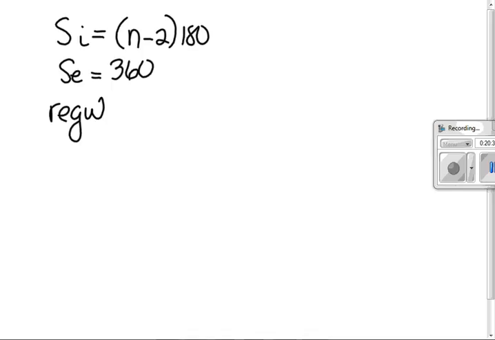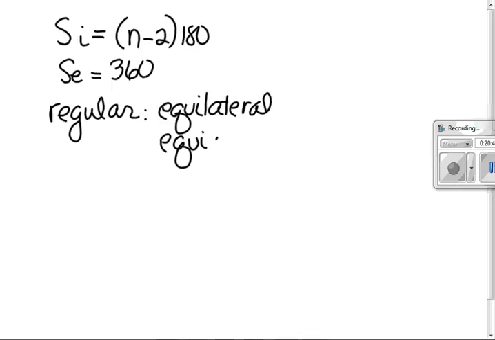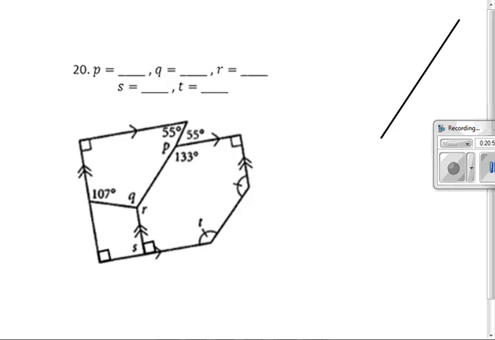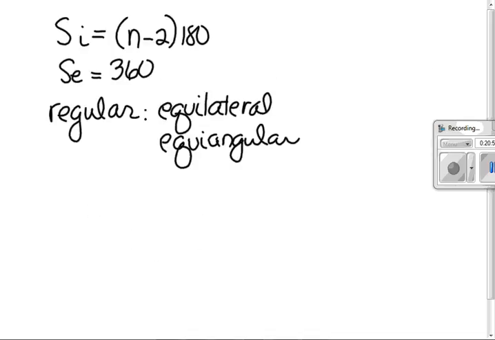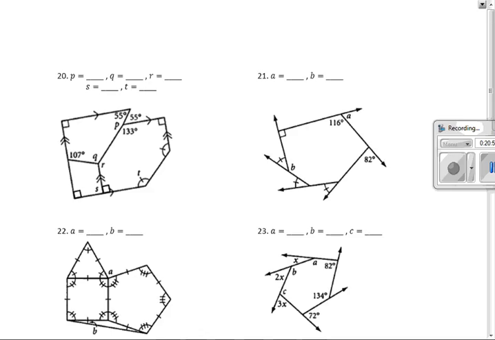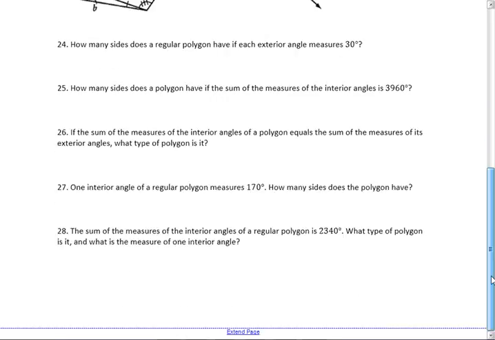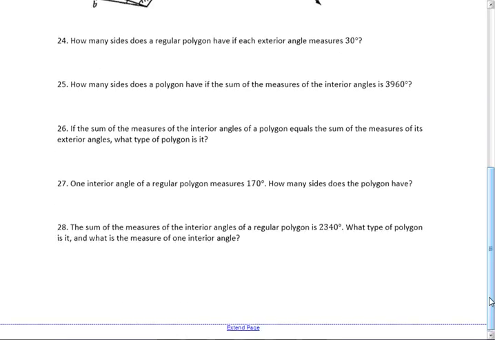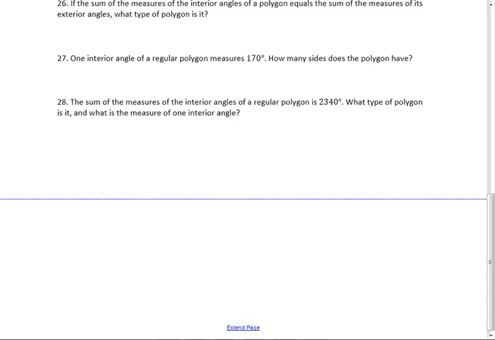Regular, like Zach said, means equilateral and equiangular. Okay, so let's go back and look at 27. Okay, one interior angle of a regular polygon measures 170. Okay, guys? There are a couple ways to do 27.